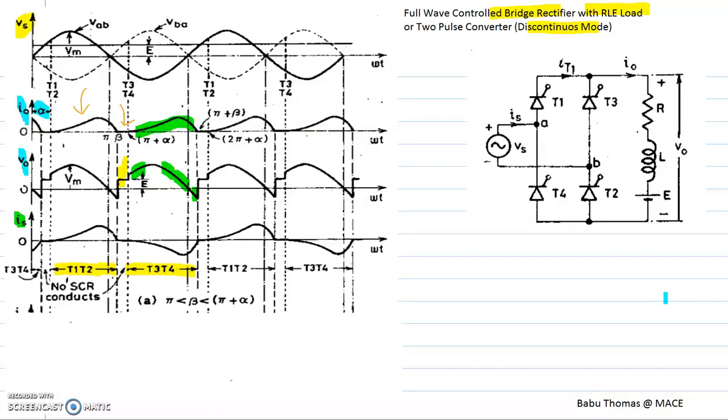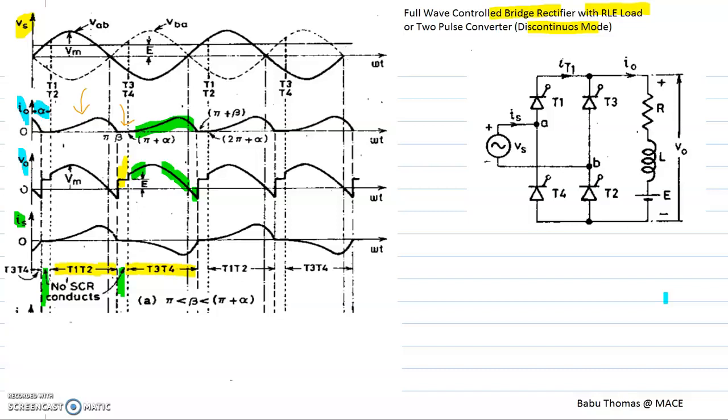And you can also note down that during this period, no SCRs are conducting, because only the EMF E is acting over there, and there is no potential which is going to force against the EMF E for the current to flow during that particular instance of time.